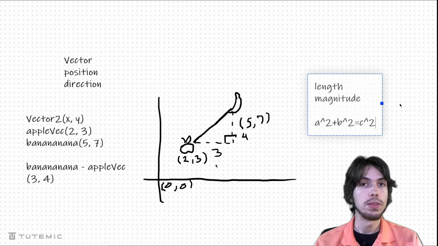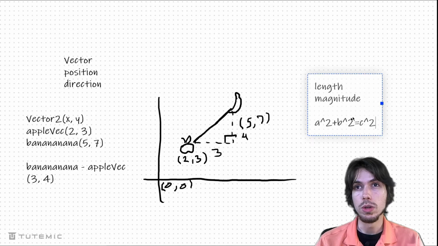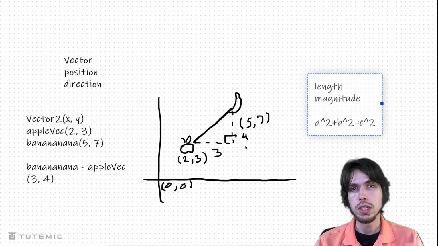So to get the length of the vector, we simply get the square root of one side squared plus the other side squared. So 3 squared is 9, 4 squared is 16, and 9 plus 16 is 25. What's the square root of 25?